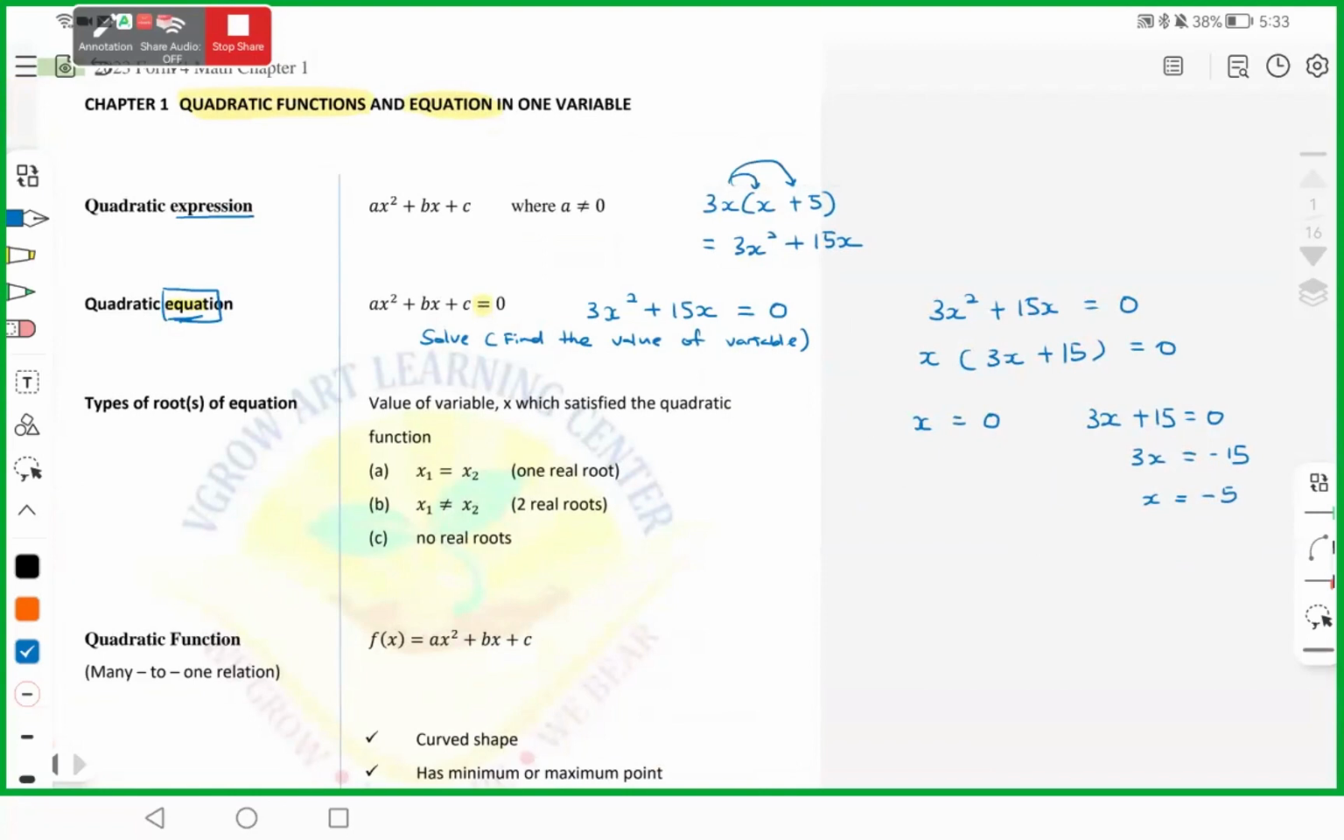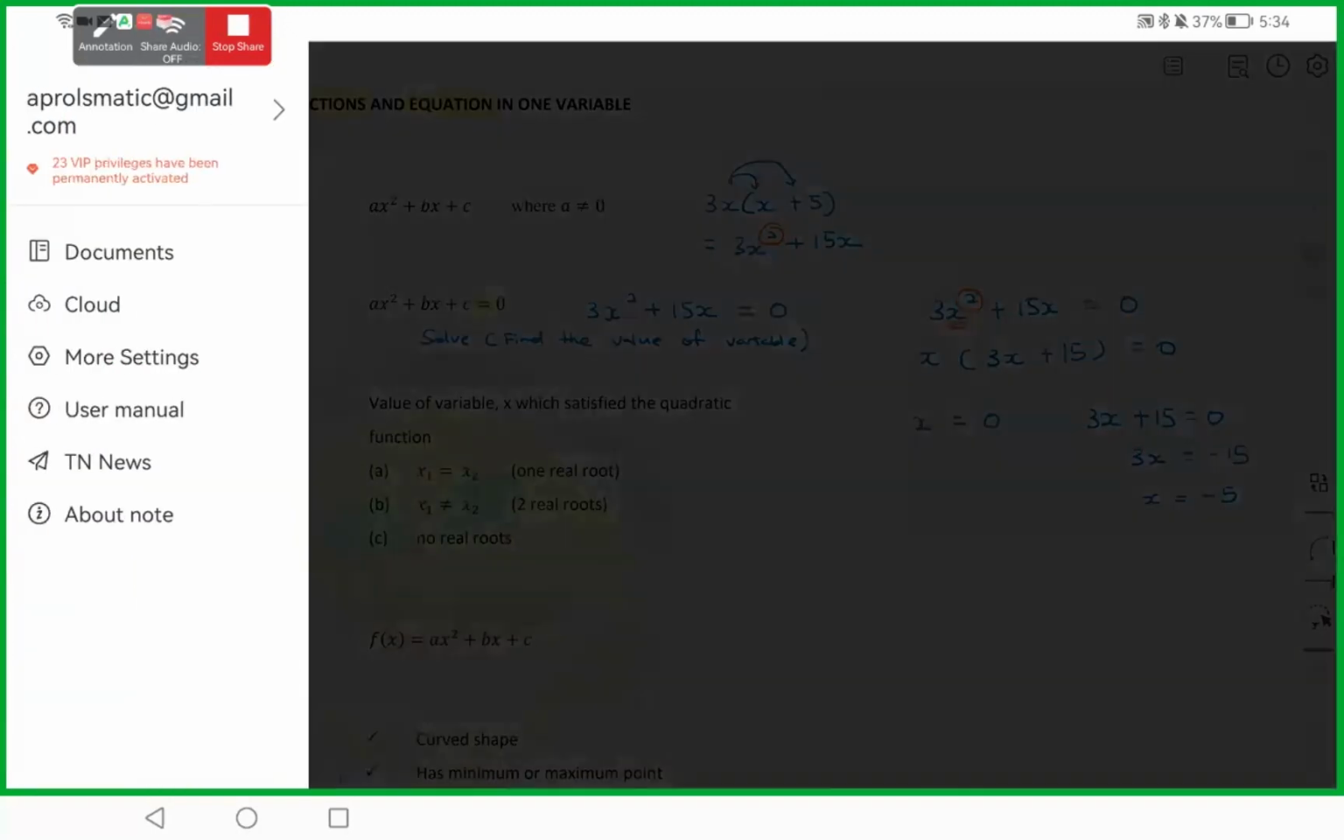A quick one. When we talk about quadratic, quadratic means the variable is getting power to 2, x squared. So you will see here, got square. Quadratic means power to 2. If it's a straight line equation, y equal to mx plus c, that one is linear. Quadratic, then we will see the x with power 2.